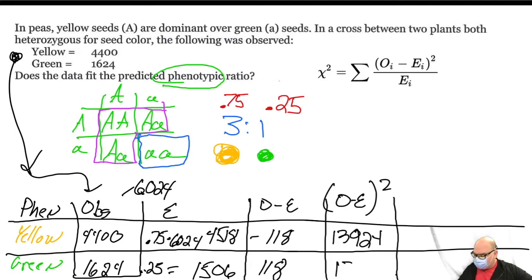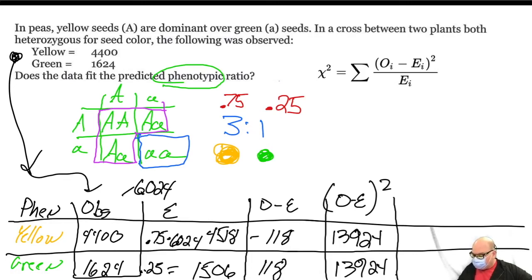13,924. All right, now we're going to plug that into observed minus expected over expected. Okay, so what's that going to mean?